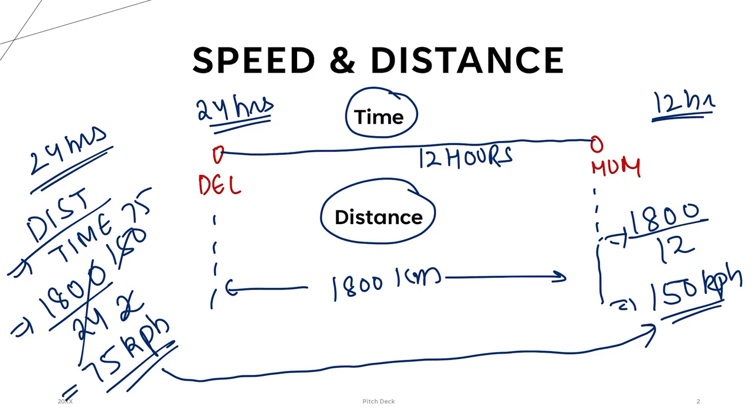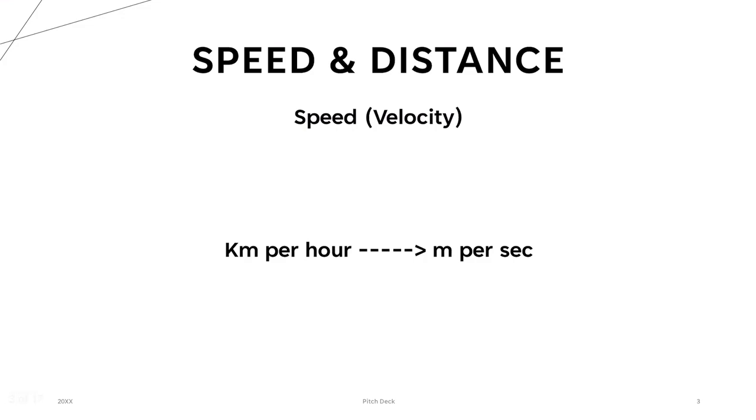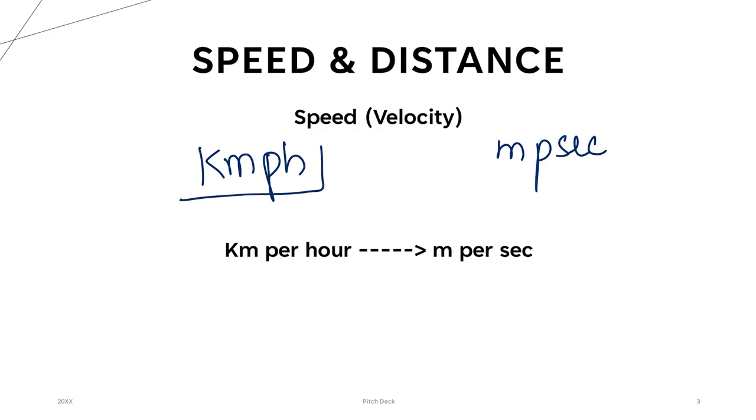So I hope the concept of distance, time, and speed is clear. Distance is the spatial distance between two points. Time is the time taken going from A to B, and speed is distance divided by time. That is represented in what form? Kilometers per hour or meters per second. These are the most famous ones. Whatever you see in your car is in kilometers per hour, 80 kilometers per hour, 90 kilometers per hour. But we can also use meters per second when it is useful.